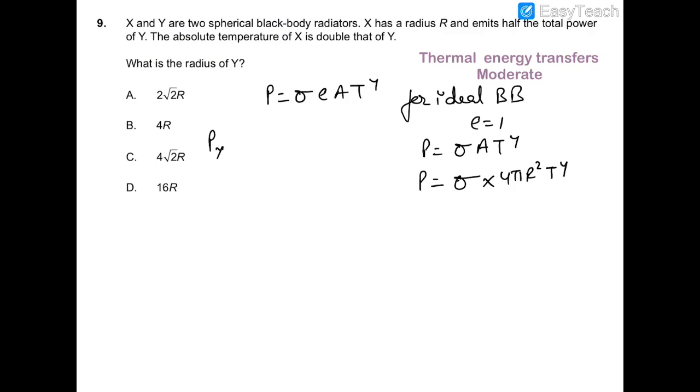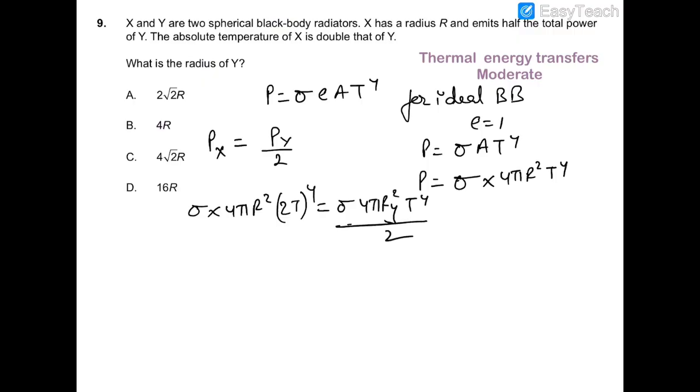Now, it is also given that the power of x is half of the power of y. This is Py by 2. So, power of x is sigma into 4 pi r square, and its temperature is twice of that of y. So, this is 2T to the power 4, and this is sigma into 4 pi ry square T to the power 4 by 2.